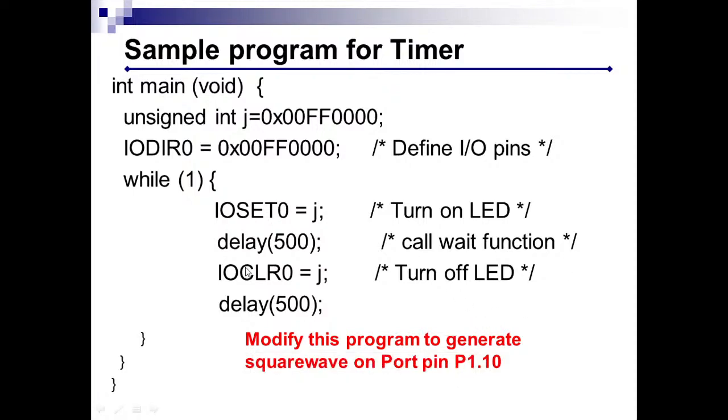This is an exercise for you. You can do it yourself. Modify this program to generate a square wave on port pin P1.10. This is homework for you. Right. So you have to set the corresponding bit in IODIR1, and here you have to specify IOSET1 and IOCLR1, because you are using port 1. That means instead of 0 you have to use 1 here. So this is homework for you. You can do it yourself.